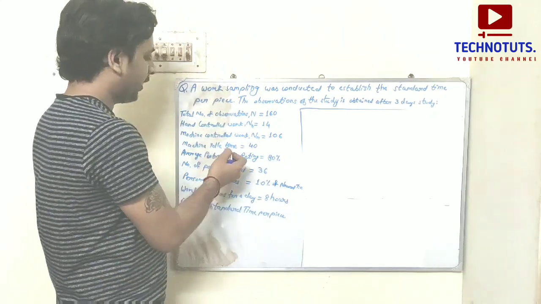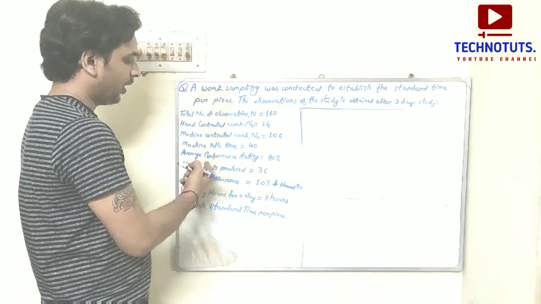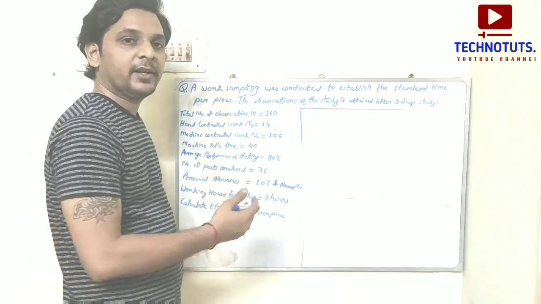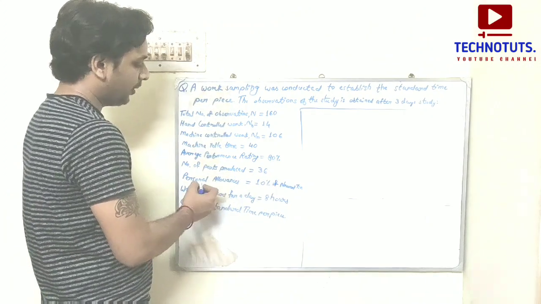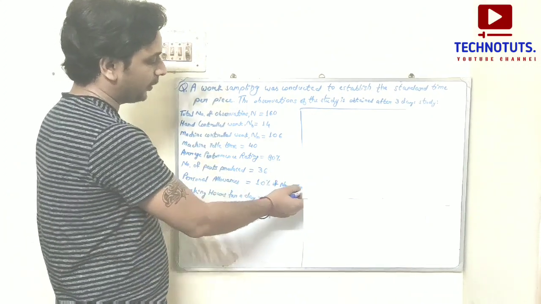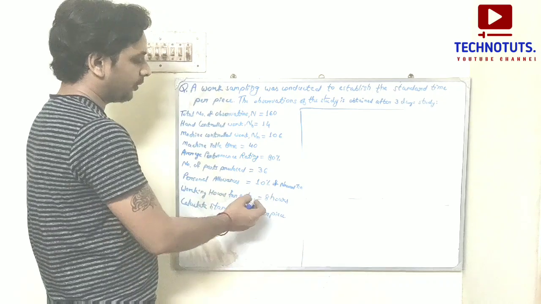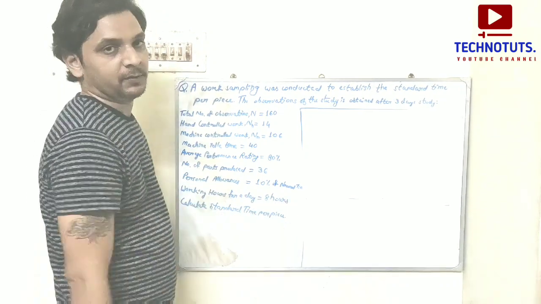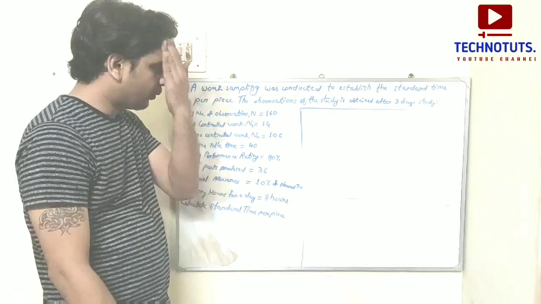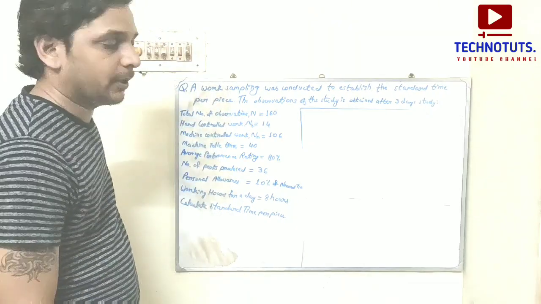Machine idle time is obtained as 40. Average performance rating is obtained as 80%. Okay. Number of parts produced is obtained as 36. Personal allowances is given as 10% of normal time. Working hours for a day is 8 hours in a day. You have to calculate the standard time per piece. Okay, students? You have to calculate the standard time per piece.